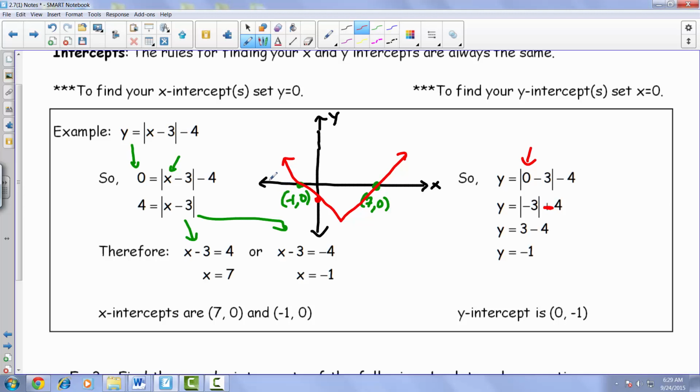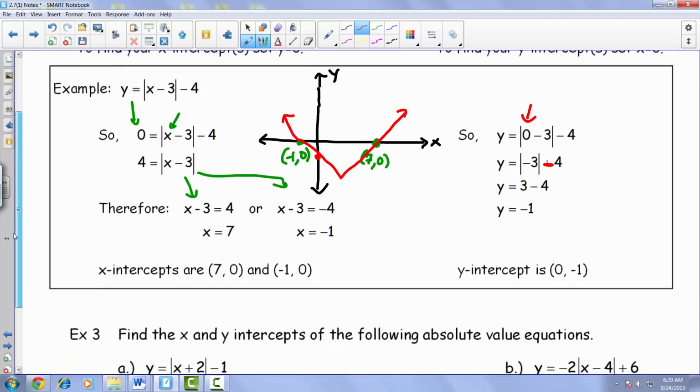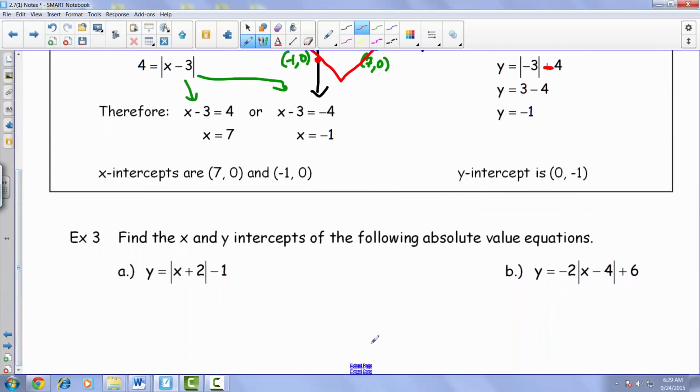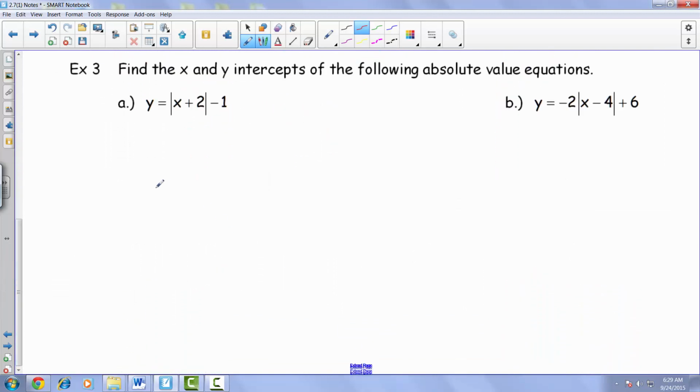Now we're going to go ahead and talk about example 3 and try finding these. So for example 3 it says find the x and y intercepts with the following absolute value equations. Well, again, to find our x-intercepts, we're going to let y be equal to 0. So then we end up with 0 is equal to the absolute value of x plus 2, minus 1. And from here, just trying to solve for x.